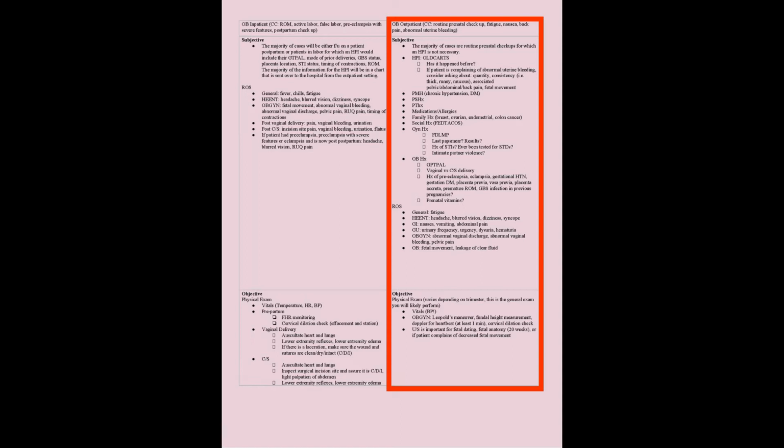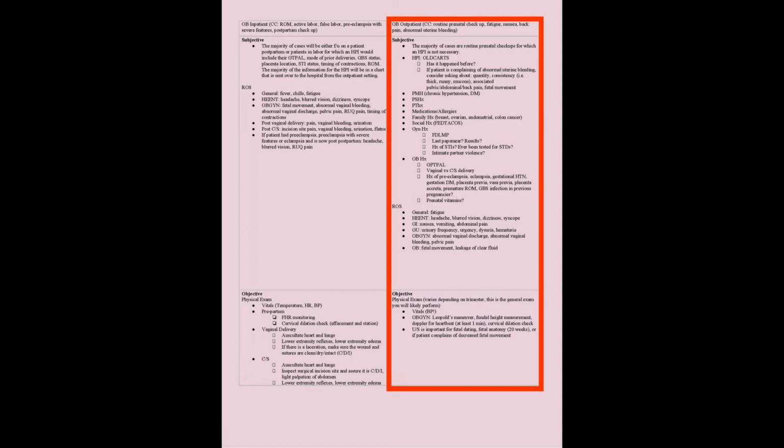For ROS, these are the general questions you'll ask, but again, based off of my experience, most of the time you only ask things if they're symptomatic. Otherwise, it's just a normal checkup. So ask about fatigue, headache, blurred vision, dizziness, syncope, nausea, vomiting, abdominal pain, urinary frequency, urgency, dysuria, hematuria, and if they're having any abnormal discharge, vaginal bleeding, or pelvic pain. And then lastly, depending on what trimester they're in, you can inquire about fetal movement and if they're having any leakage of clear fluids.